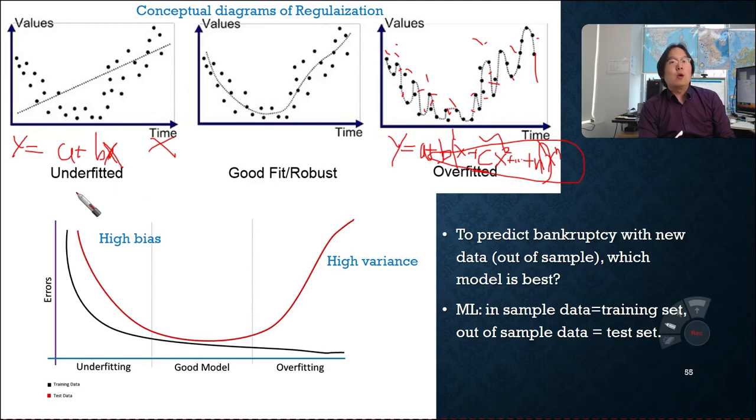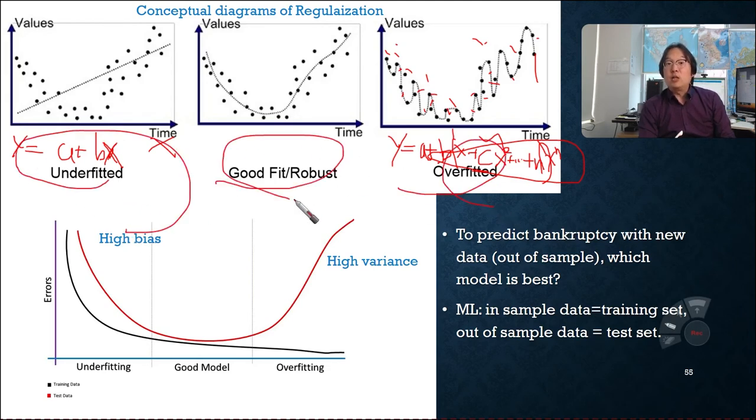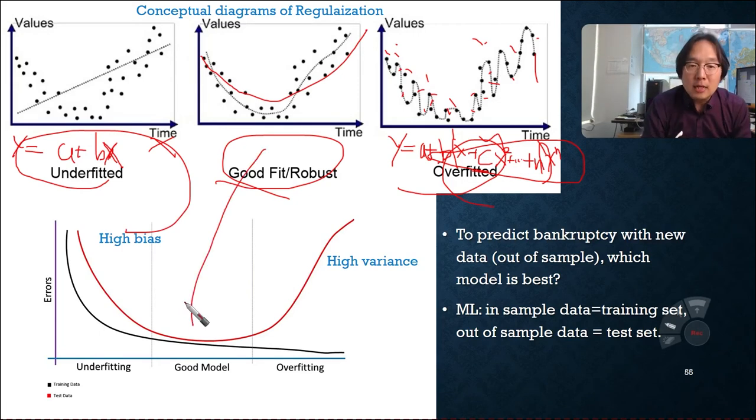So, you don't want to underfit. You don't want to overfit. You need a Goldilocks region of optimality. Good fit and robust. Like x squared, a kind of quadratic format over here, a quadratic function kind of thing, right? So that is over here.